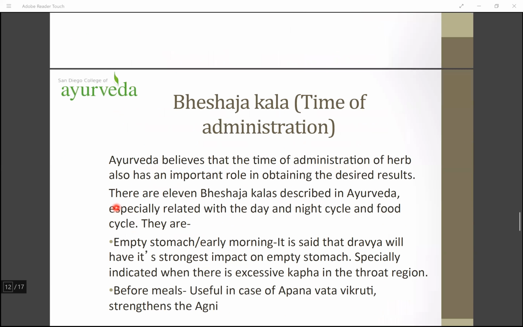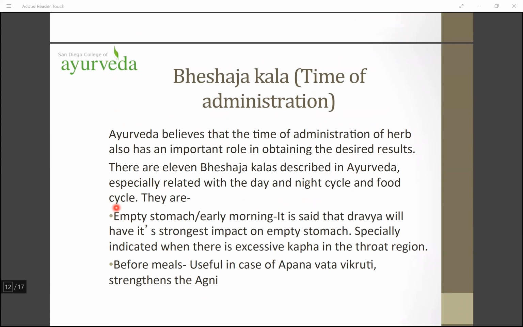Now, the time for administering the medicine becomes very important. Certain medicines you have to give on an empty stomach or early in the morning, like, for instance, when there's kapha vyadhi in the throat, you give medicines early in the morning, right?